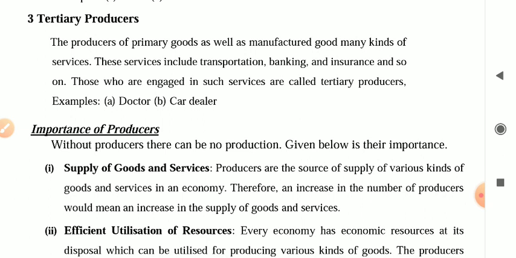Like all of you are using your mobile phone. Your mobile phone consists of SIM cards of different companies. For those SIM cards you are using customer services. So customer service is a kind of tertiary producer. Like you go to the doctor for services, you go to the lawyer for services, you go to school for services. All these types of services are known as tertiary producers, like doctor, car dealer, etc.